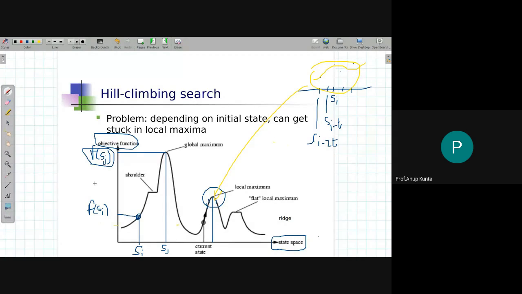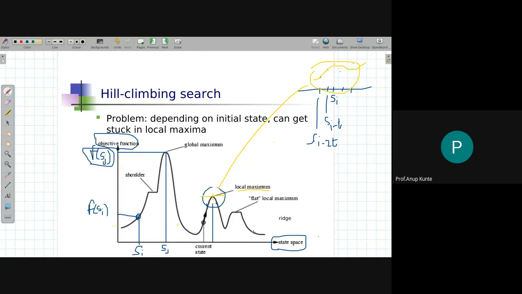Okay, now consider that this particular locality of reference, in this locality of reference there is no point or no state, no neighboring state I should say, that has higher value of objective function than this point, right? This is the maximum value of the objective function in the locality of reference. Hence this point is called as local maxima.